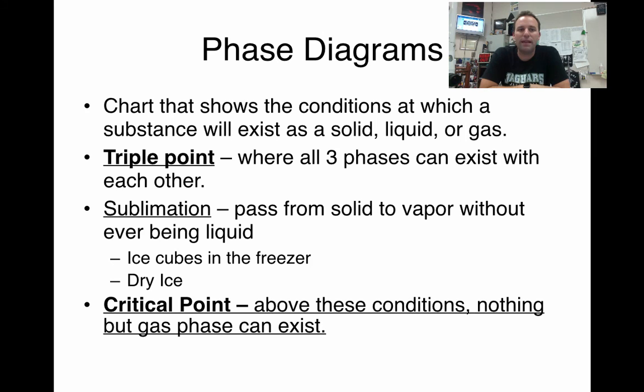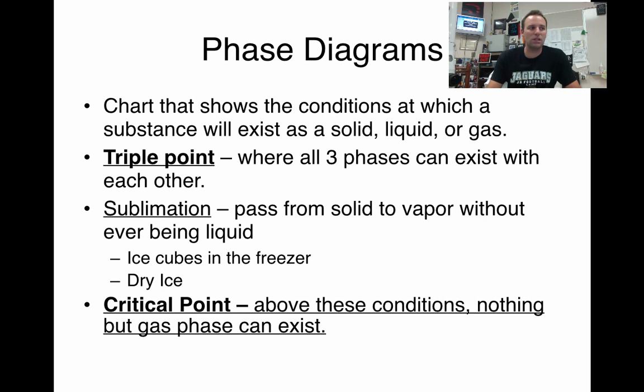Finally, we have a phase diagram, which is a chart that shows the conditions at which a substance will exist as a solid, liquid, or a gas. The triple point is where all three phases can exist. Sublimation, as we know, goes from solid to vapor. And the critical point on the phase diagram is when nothing but a gas phase can exist.